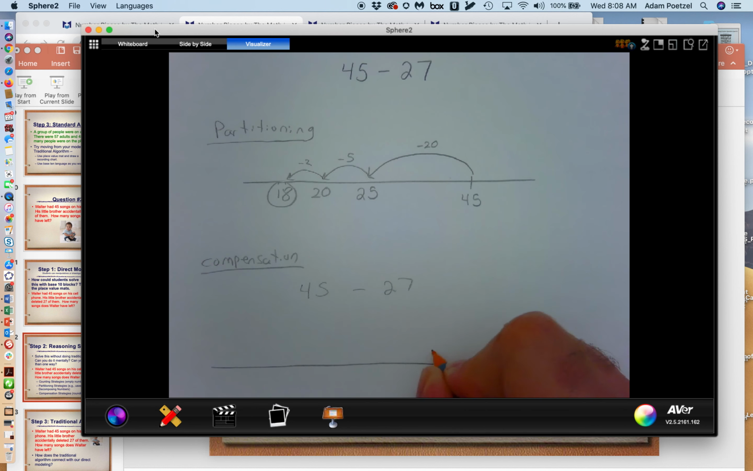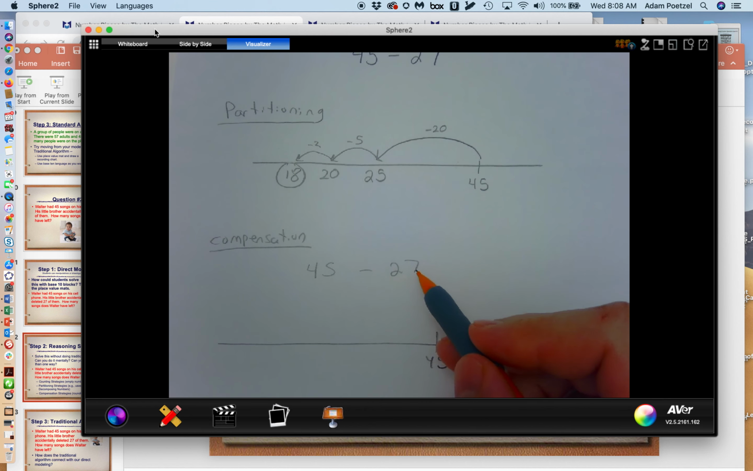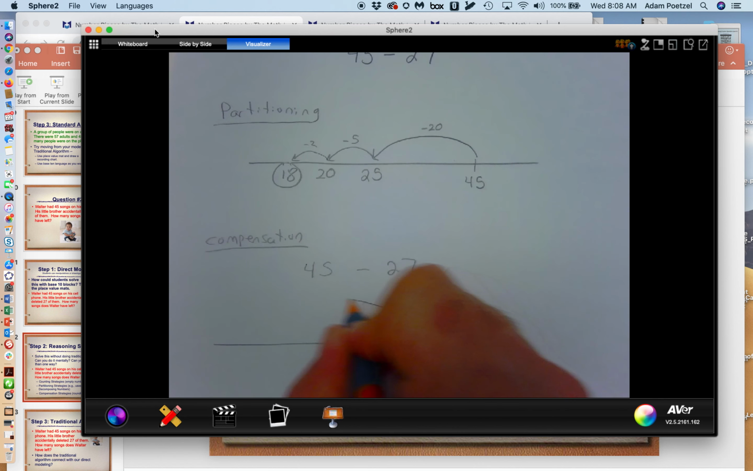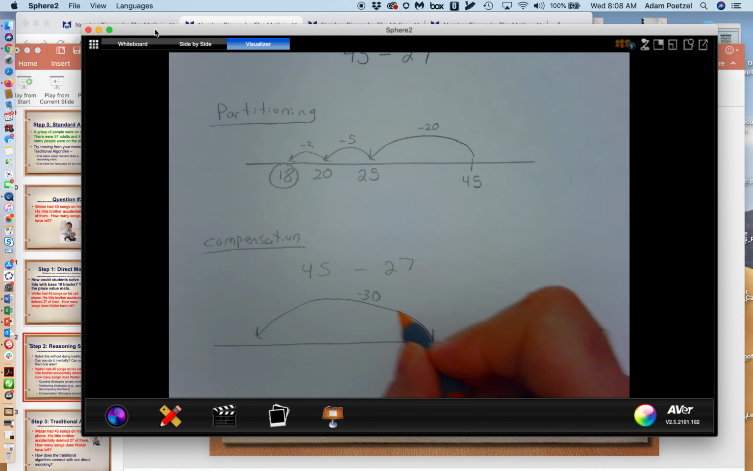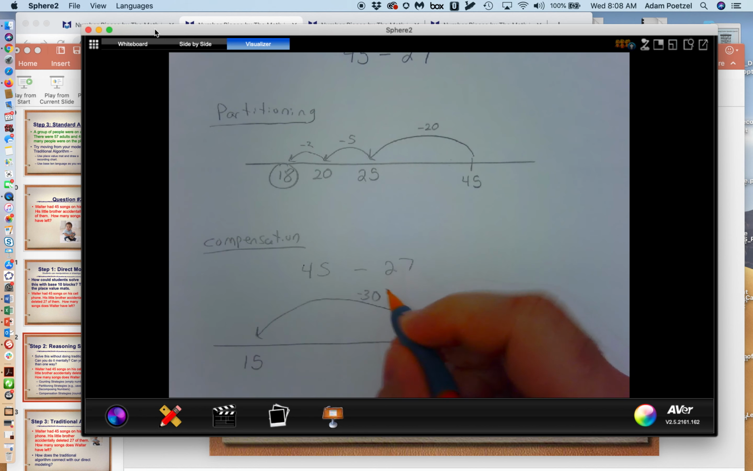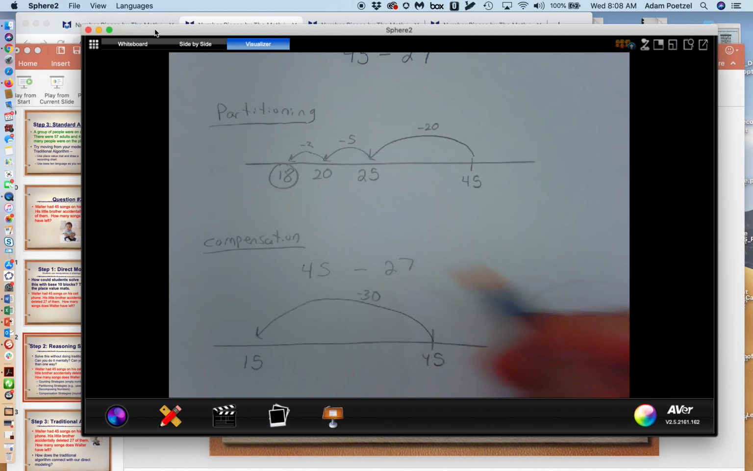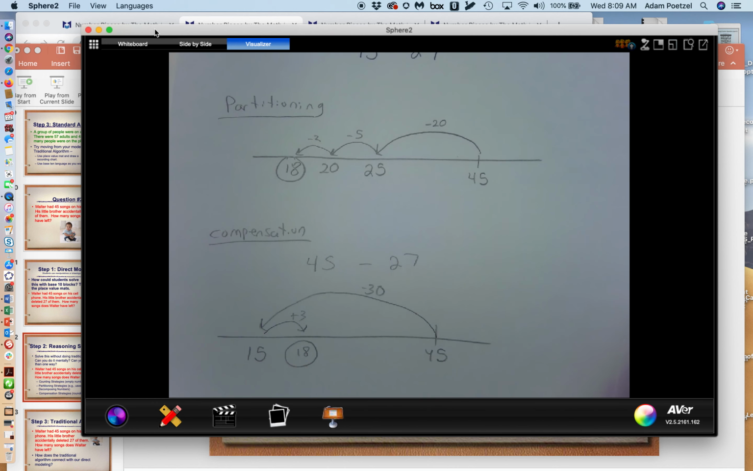Well, 27 is not very friendly to take away, but it's really close to 30. So what if I just took away 30? What if I jump back 30? If I did that, I could count back by tens, 35, 25, that would get back to 15. But I know I took away 3 too many, so I'm going to have to compensate. I'm going to have to jump 3 the other way and get me back to 18. And that would be an example of a compensation strategy.